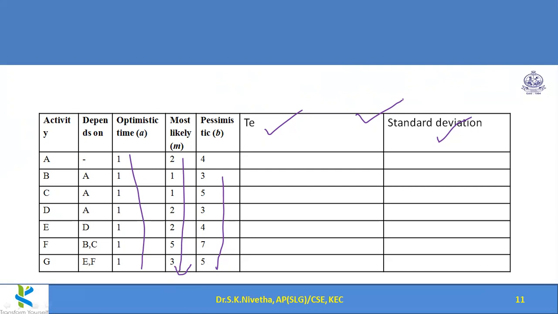Who is the volunteer to show the result tomorrow? I need a volunteer.